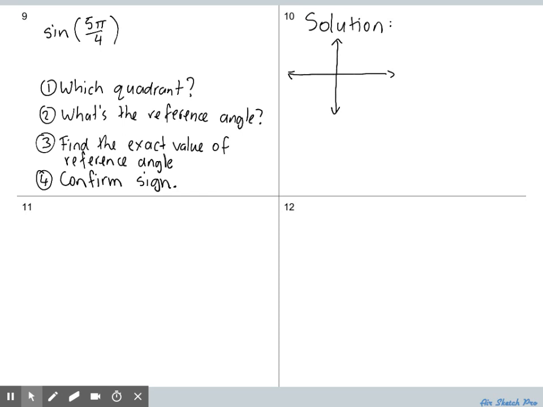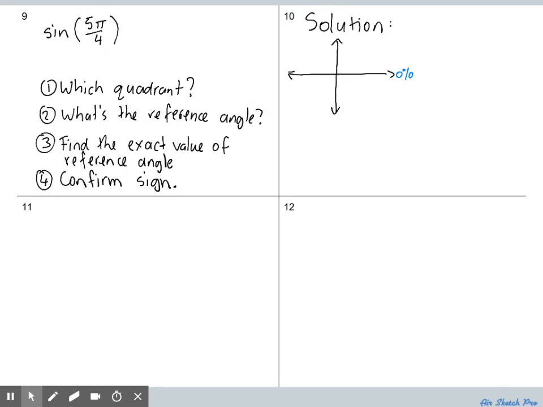And in case it wasn't really obvious, the angle is always taken from the positive x-axis. So this is always 0 degrees or 0 radians here. Always, always, always. And a positive angle is always taken in a counterclockwise direction.